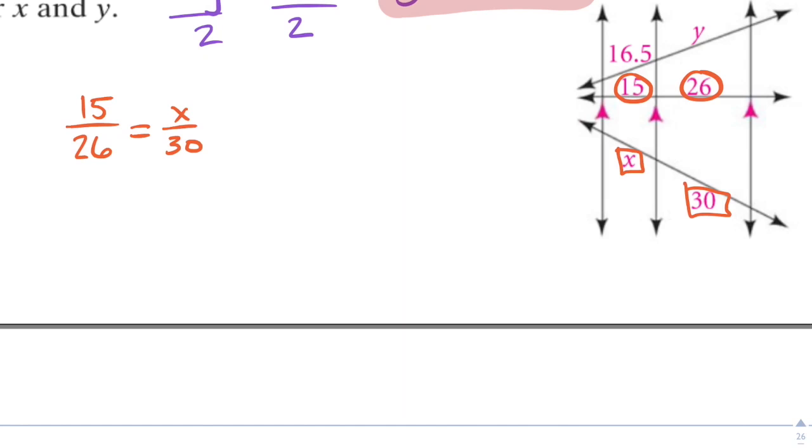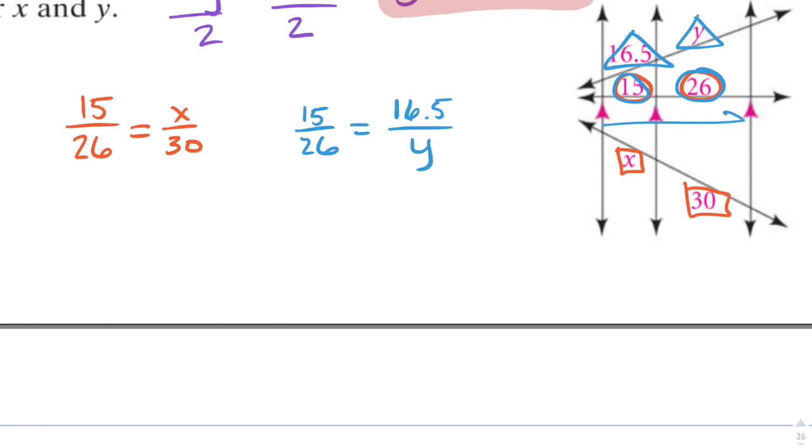And the other one we're going to set up is 15 over 26 equals 16.5 over y. Whoops, that didn't look like a triangle at all. 16.5 over y. In both cases, you notice I go 15 to 26. I'm going from left to right in my setup, and so I need to go left to right as well. Same thing with what's in orange. I went from left to right. That's how I set up my proportions.